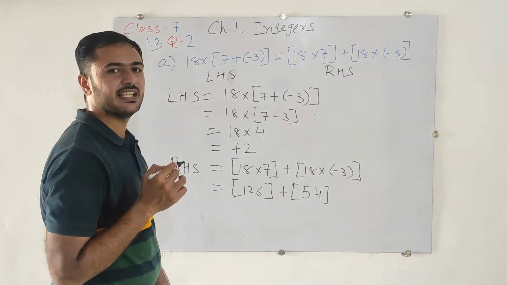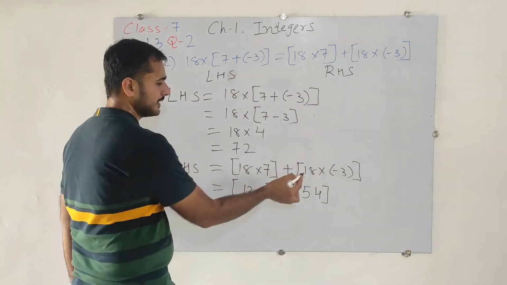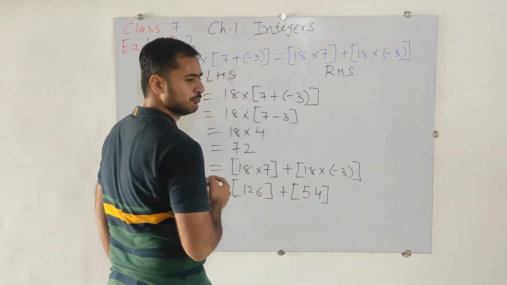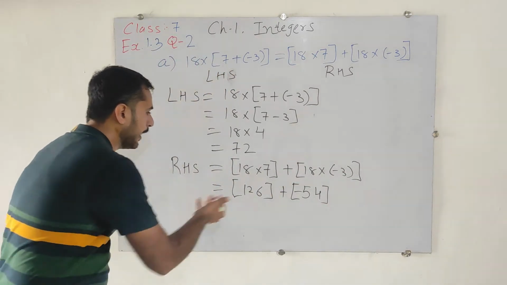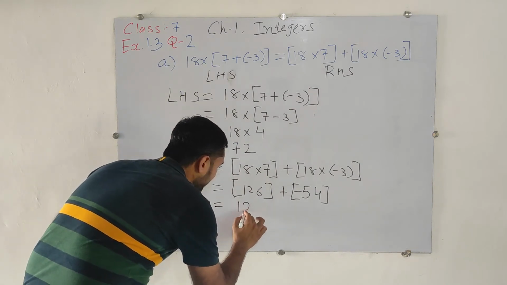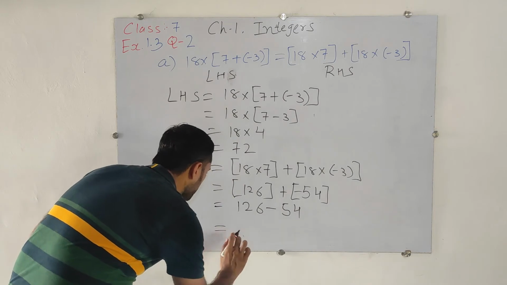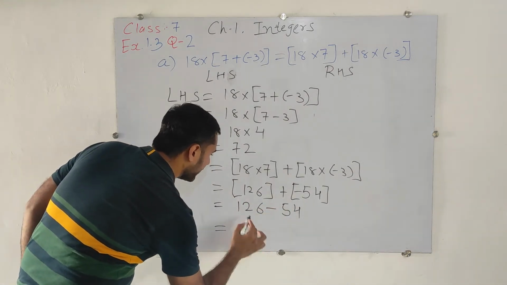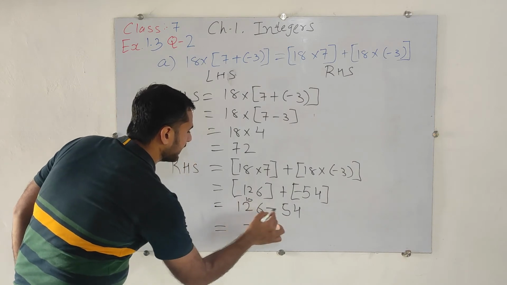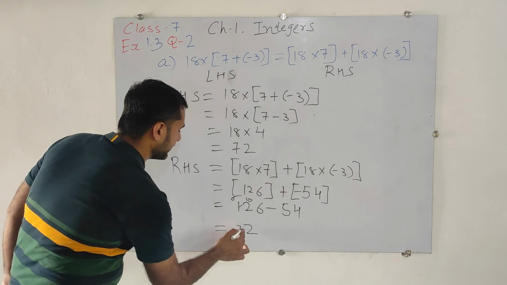But we need to put the sign from the sign chart. So here, that's multiplication, plus minus, so it will be negative. Fine. Now again open the bracket. 126 plus minus 54. Now just do the subtraction. 6 minus 4 is 2. Here 12 minus 5 is 7. And this will be the 0. Okay. So the answer is 72.